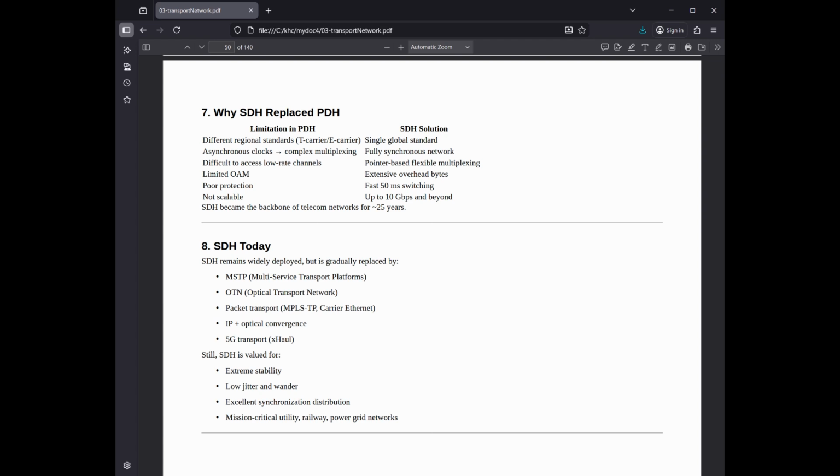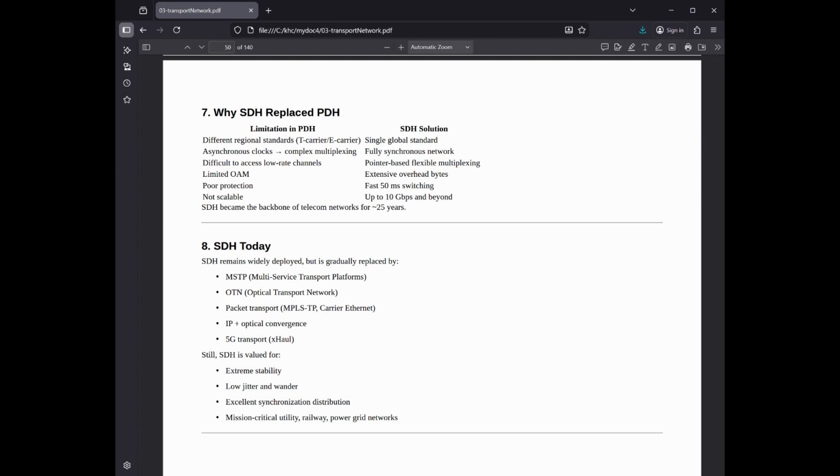Standardization, global interoperability. PDH was a mess of regional standards. A T1 from the USA could not easily connect to an E1 from Europe because their hierarchies were completely different. PDH: North America used T carriers, Europe used E carriers, Japan had its own variation. SDH provided a unified global standard. An STM-1 frame is the same in London as it is in Tokyo, allowing international fiber optic cables to connect seamlessly across borders.